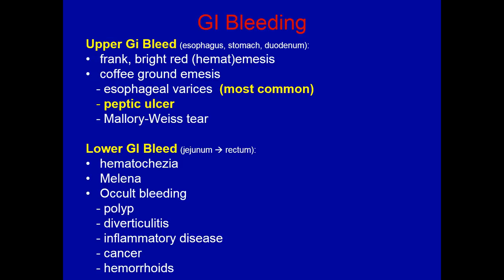You can also have occult bleeding. Does anyone know what that means? Hidden blood? Yeah, hidden blood. So it can be small enough amounts where you can't see it with your eyes, but how do we test for that? How do you test for that in clinical? I know we don't do it ourselves anymore.